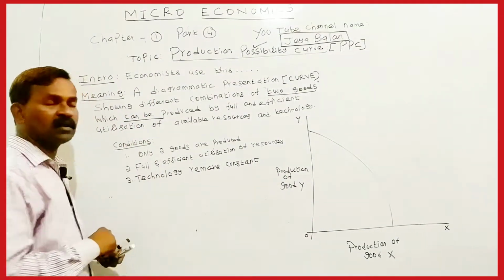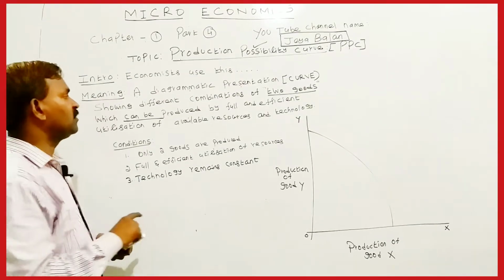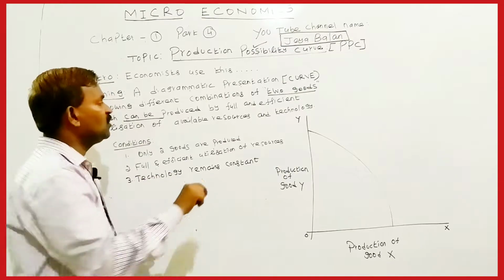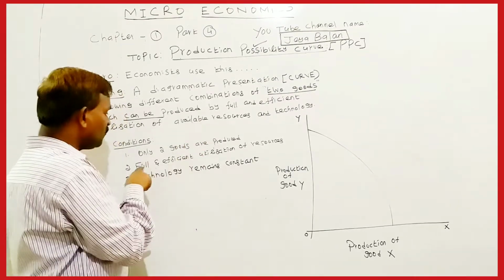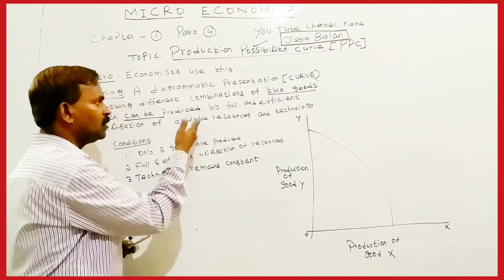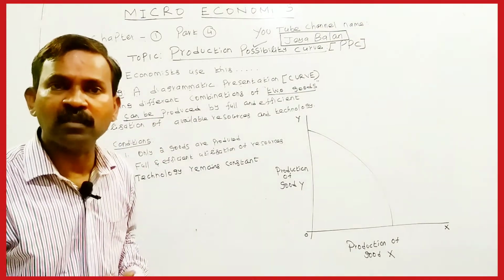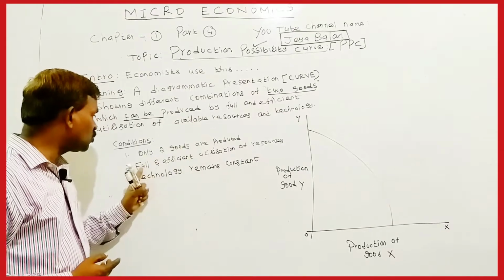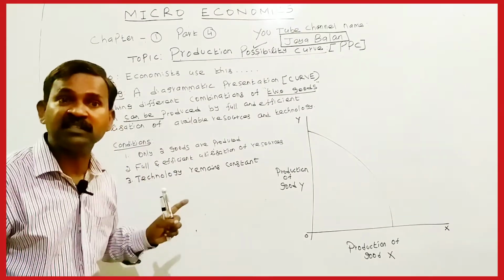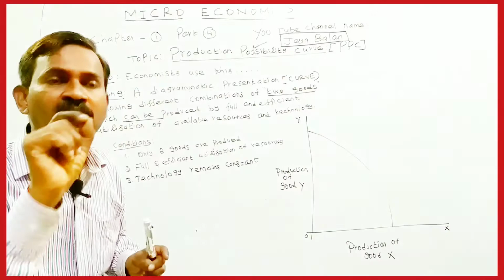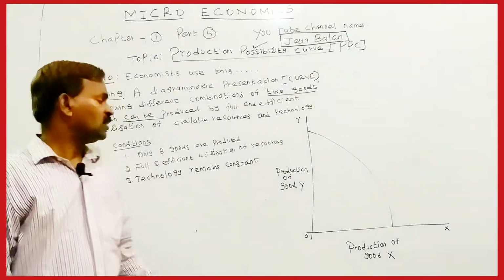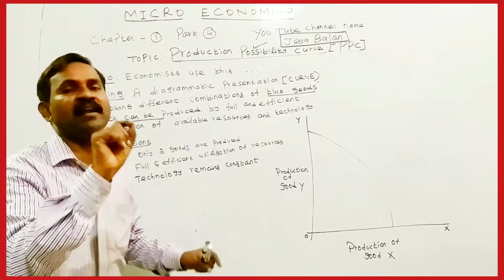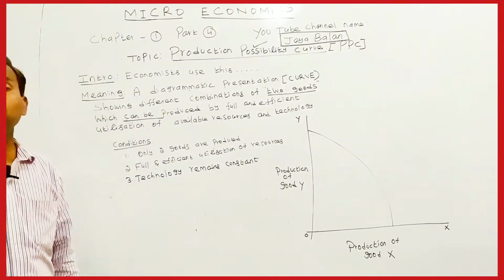Condition number 2 or assumption number 2, that the economy uses or utilizes the available resources in full and efficiently. How does the economy use the available resources? All the available resources are used in full. It means that there are no idle resources. Then the resources are used in an efficient manner. This is assumption number 2.